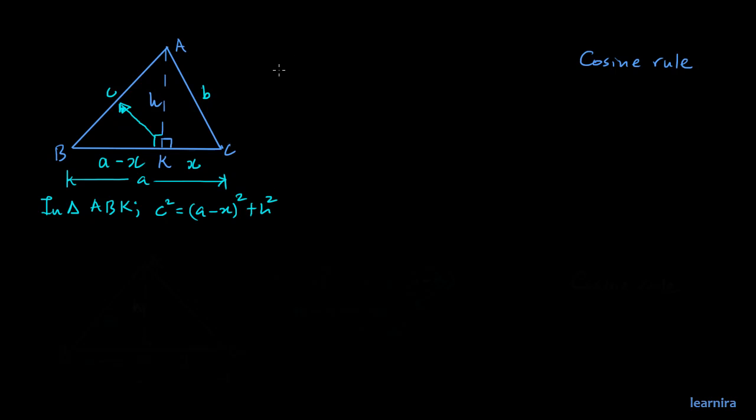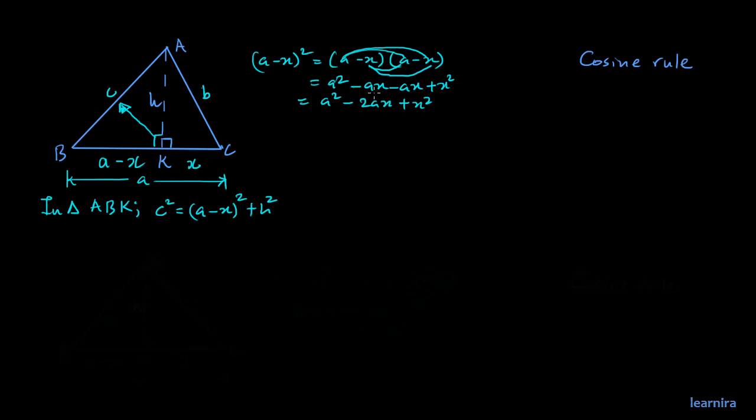Now let's expand (a minus x) squared. It is the same thing as (a minus x) times (a minus x). So a times a gives us a squared. a times minus x gives us minus ax. Minus x times a gives us minus ax, and minus x times minus x gives us plus x squared. So this will be a squared minus 2ax plus x squared, because minus ax and minus ax give us minus 2ax. So we'll write this as c squared equals a squared minus 2ax plus x squared plus h squared.